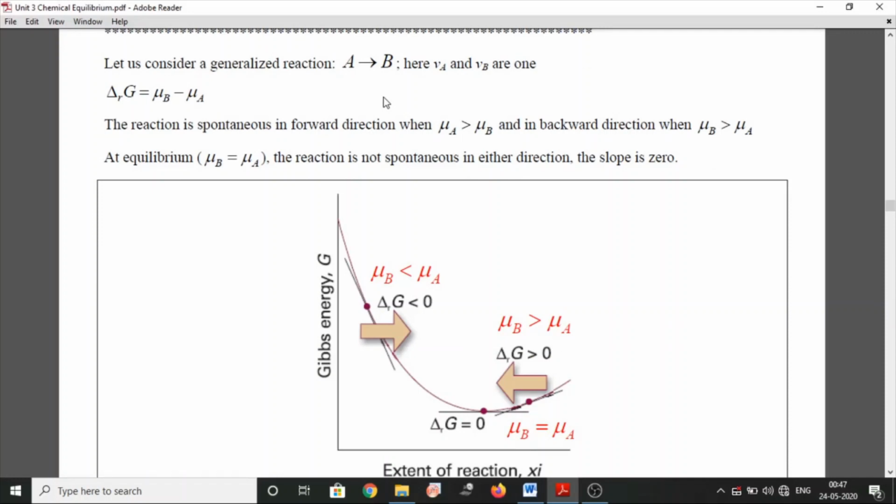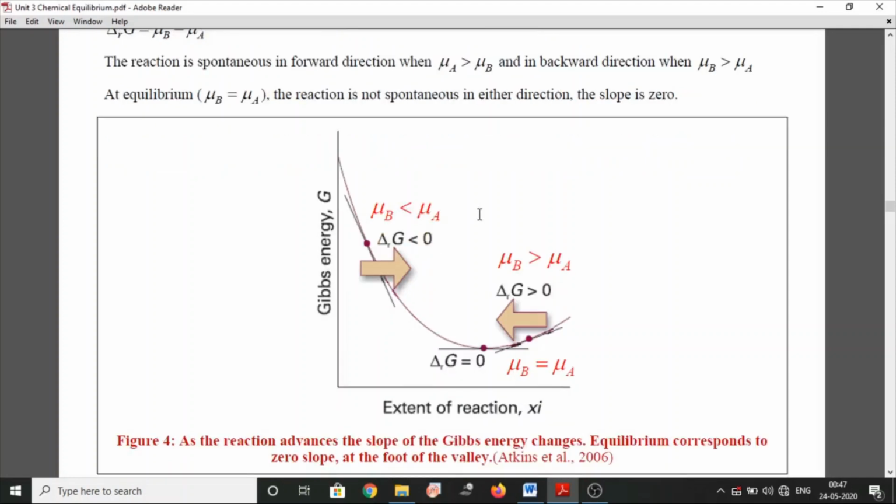Now in the last lectures we have discussed that if the chemical potential of the reactant is higher than the chemical potential of the product, the reaction will proceed towards the right, or more and more product will form. If the reverse case is true, that is the chemical potential of B is more than A, then the reaction will go backward, meaning more and more reactants will form. And what is the third scenario? If the chemical potentials of component A and component B are the same, the reaction is at equilibrium.